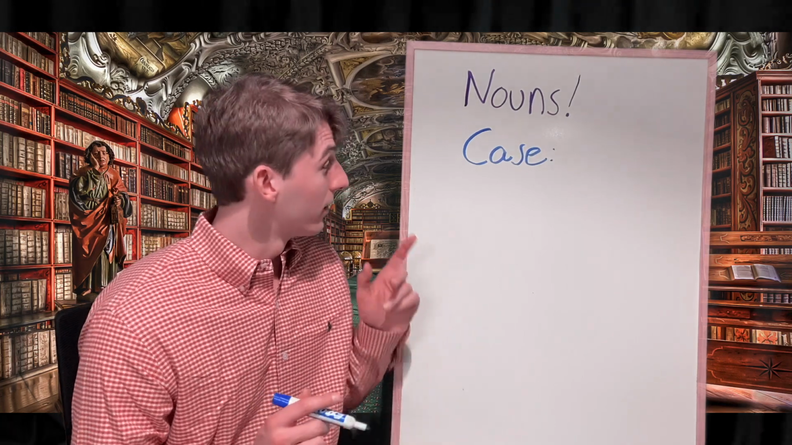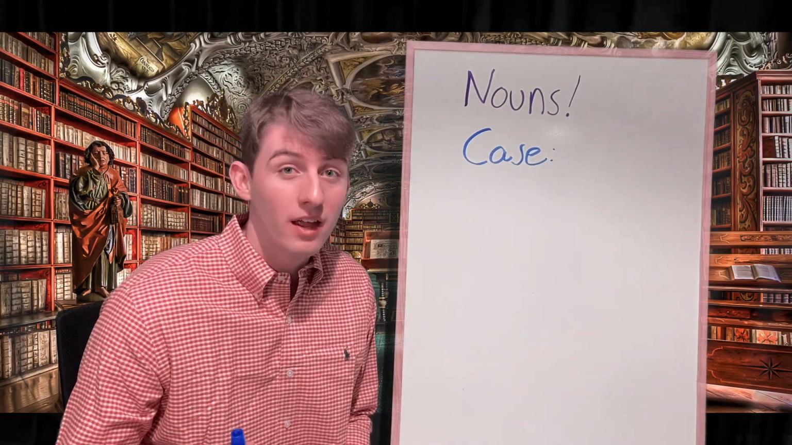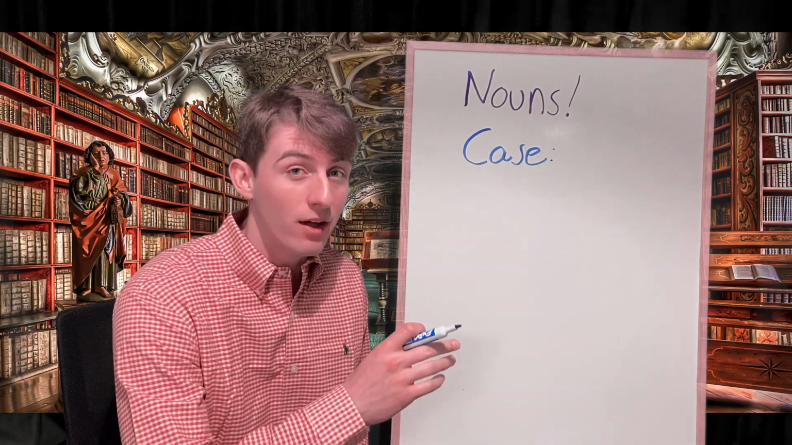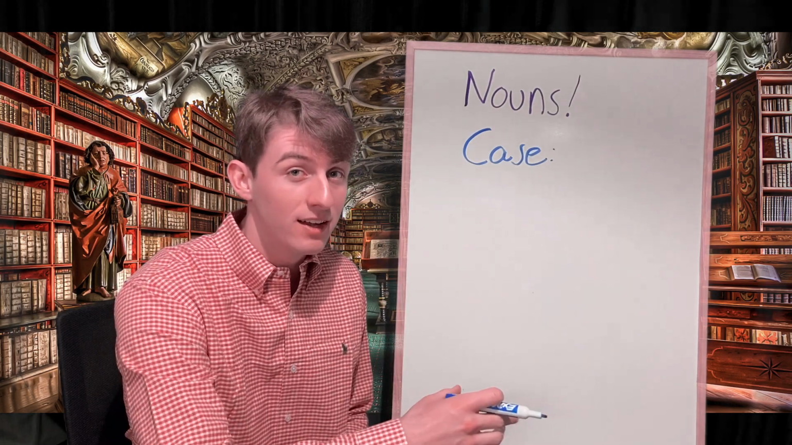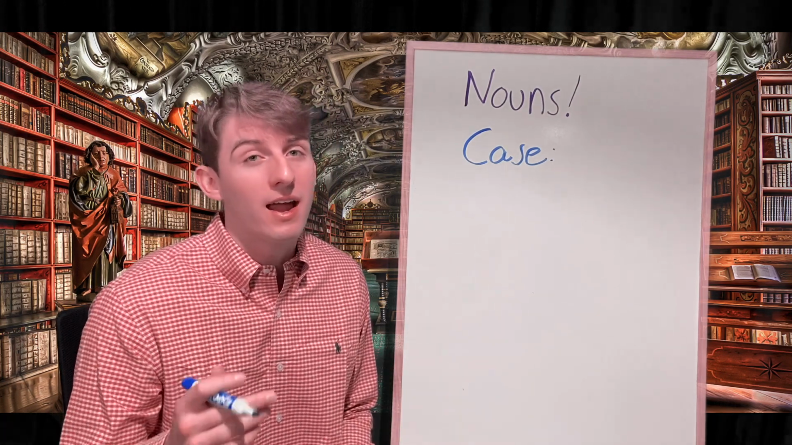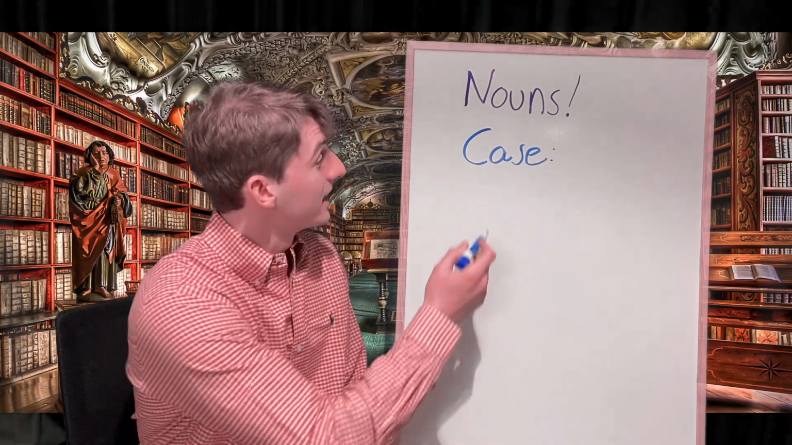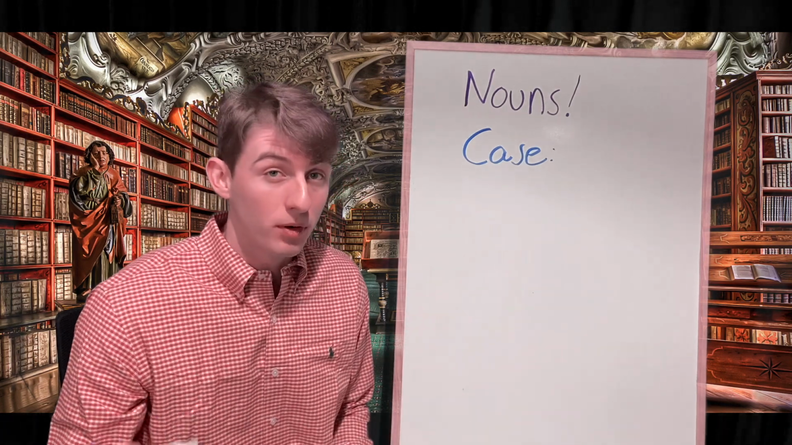So let's talk about case. Akkadian is what is called a declined language. And what that means is that nouns are going to change their ending in order to tell us how the noun functions within the sentence. And the order in which these nouns are put in isn't actually going to matter because the case ending is going to tell us their purpose.